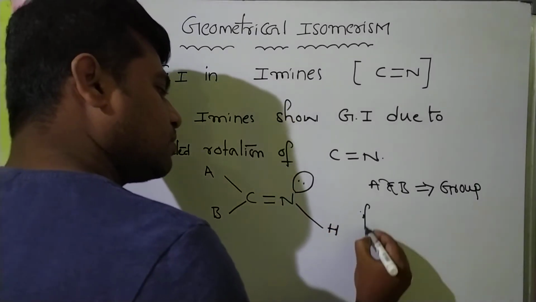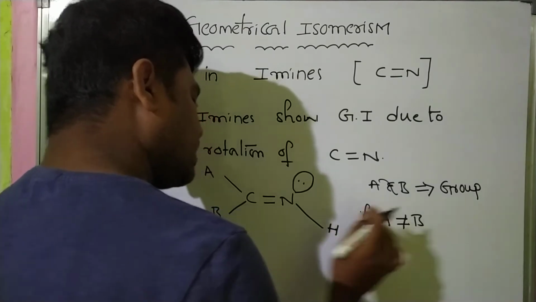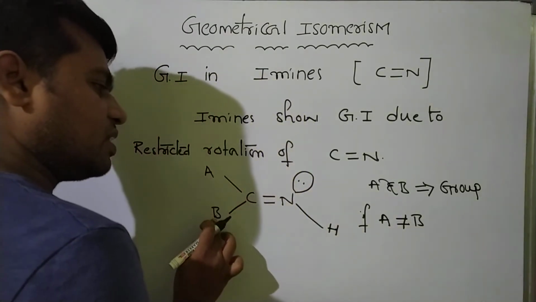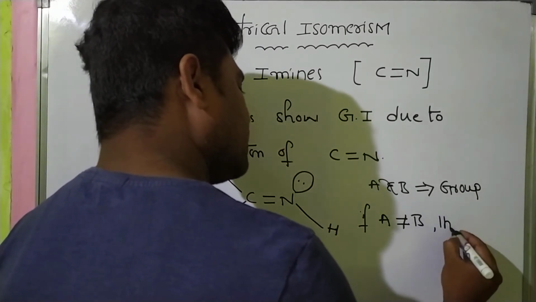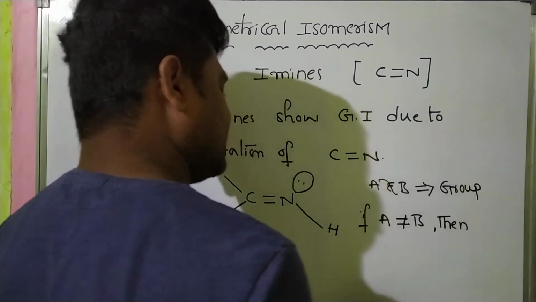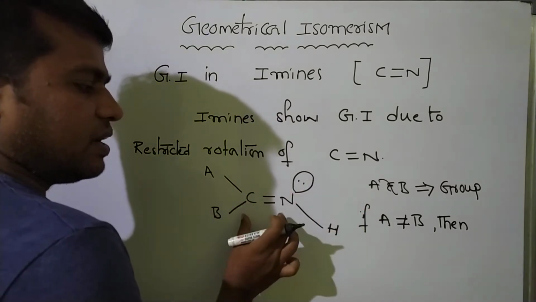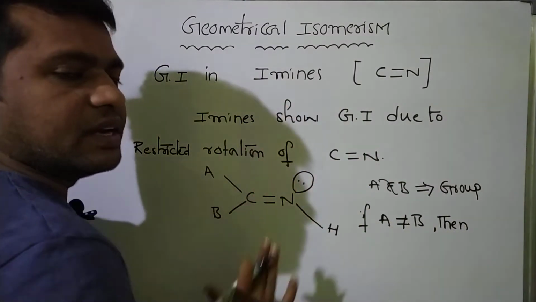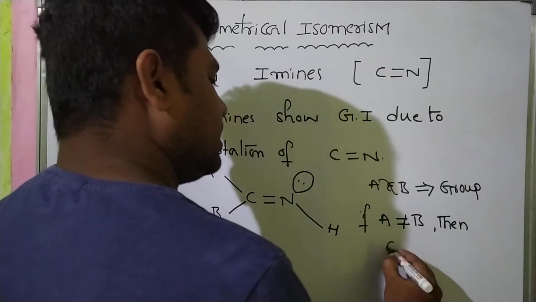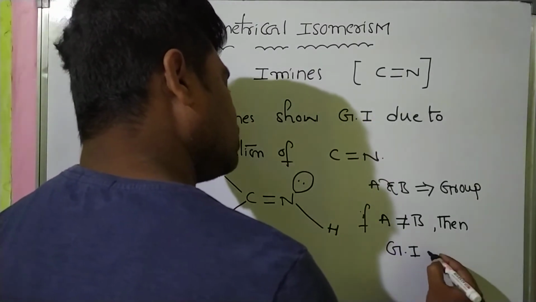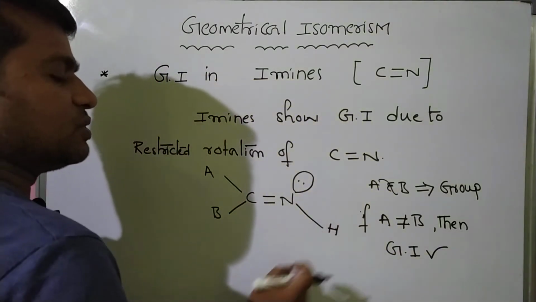If A not equal to B, this compound will exhibit geometrical isomerism. Very easy trick. If A not equal to B, definitely any given imine will exhibit geometrical isomerism. Very important. So please note.